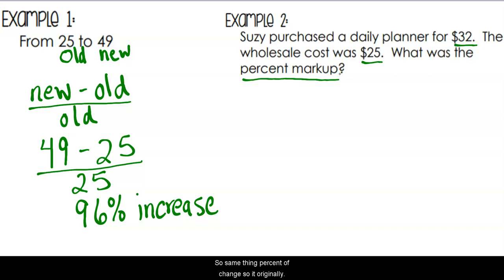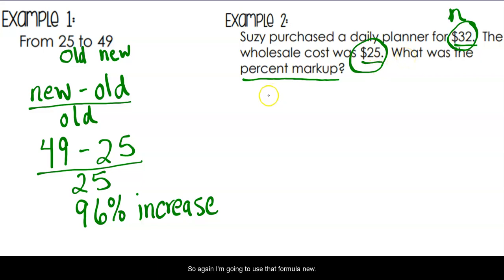So same thing, percent of change. So it originally was $25. So the $25 is going to be the original price or the old price. And then the $32 is going to be the new, because that's what she's paying for it after the markup. So again, I'm going to use that formula, new minus old, and divide by old.